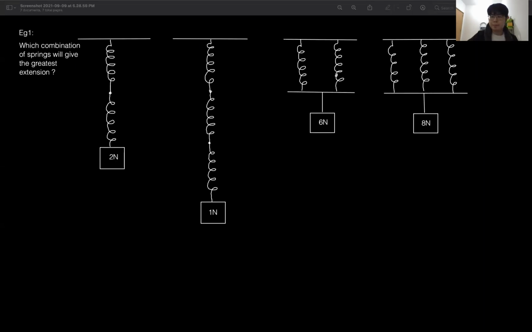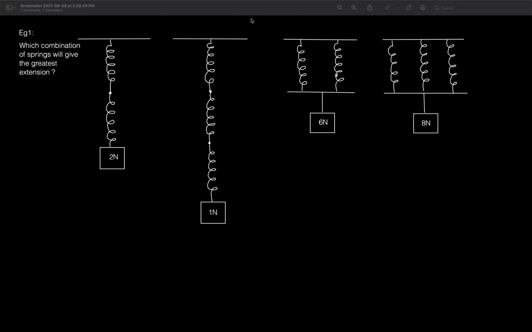Okay, example 1. Which combination of springs will give the greatest extension? Before we do the calculation, just try to think of it qualitatively, without calculation. Which one do you think gives the greatest extension? Is it the series one or the parallel one? The series one is like the first two, from tip to tip.